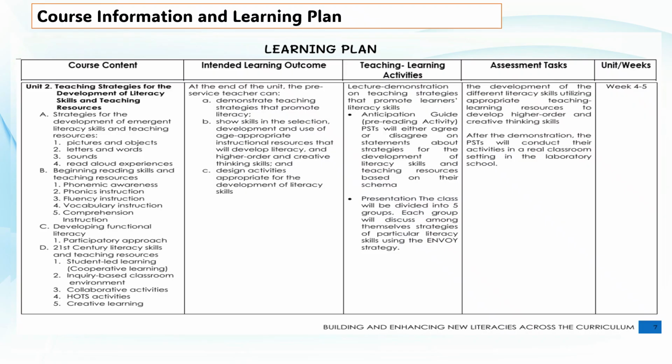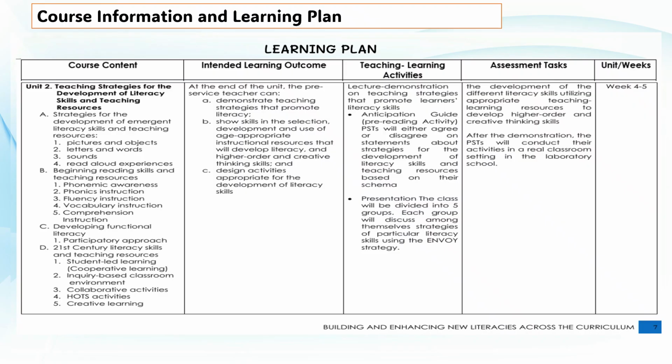Part A: Strategies for the development of emergent literacy skills and teaching resources. Emergent literacy involves the early stages of reading and writing. Strategies and resources include pictures and objects, letters and words, sounds, read aloud experiences. Activity. We begin with a lecture demonstration on teaching strategies that promote literacy.